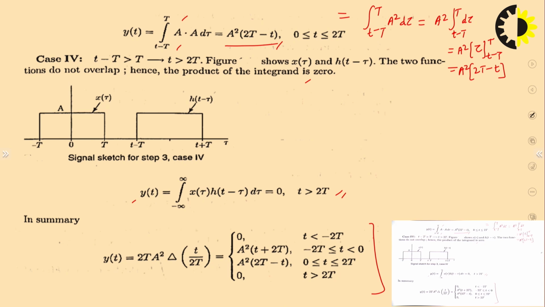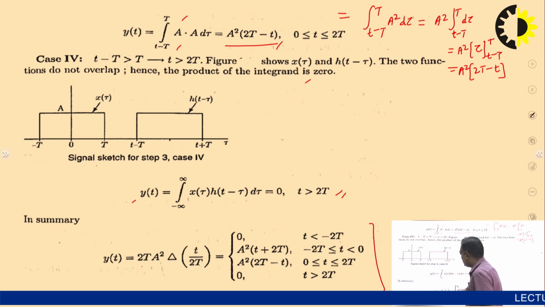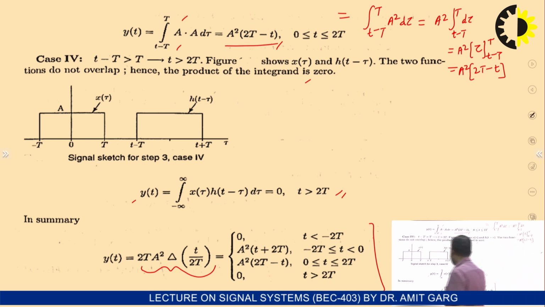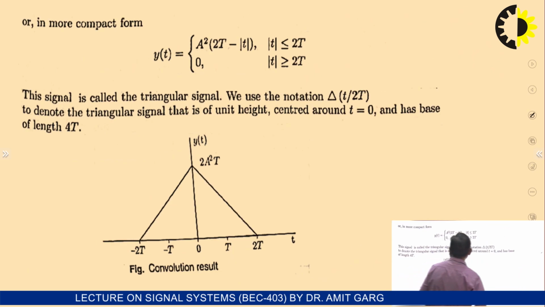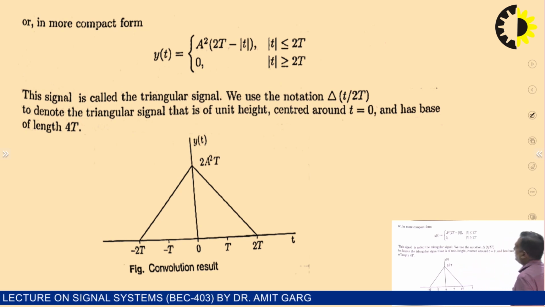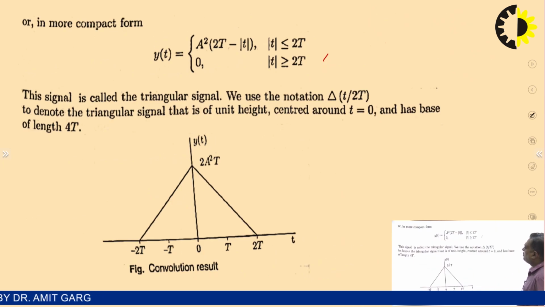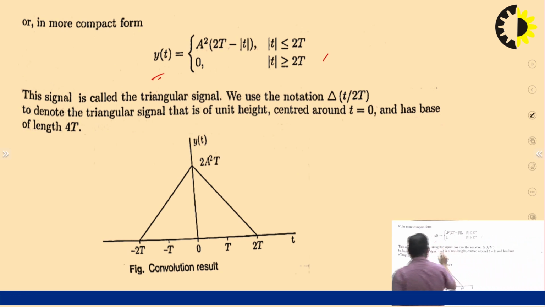As a combination, you can write this output in the form of a triangular signal, where the width of the triangular signal is 2t. Although you can write this expression in this manner, if you want, you can write it like this also. Again you can combine it in a more compact form: a square times 2t minus mod of tau, where mod of tau is less than 2t. So, this is the output signal.